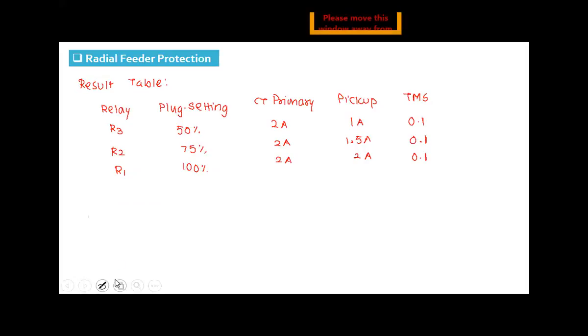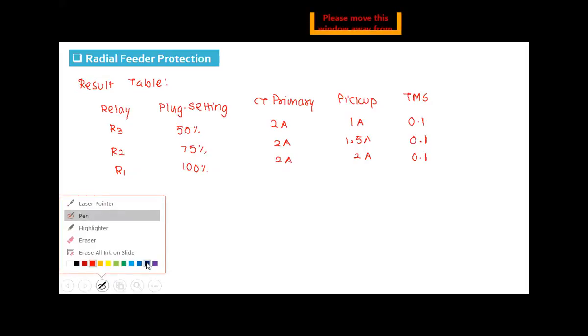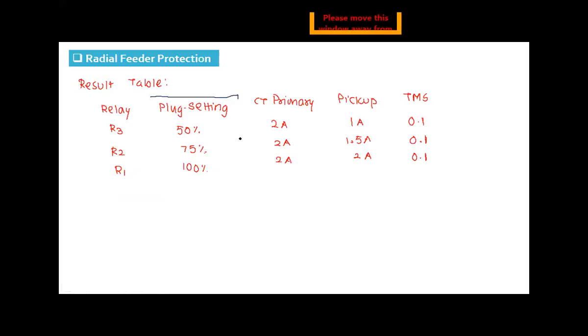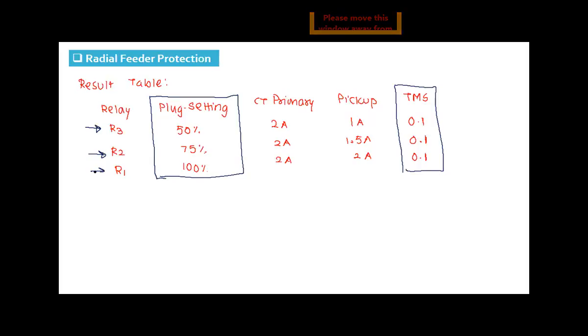Okay. Now what we have to do in our laboratory is adjust this plug setting and this TMS setting in relay R3, R2 and R1. In all three relays, we will open the setting box and set these, and then we will create different faults in line sections 3, 2 and 1 and we will observe the operation.